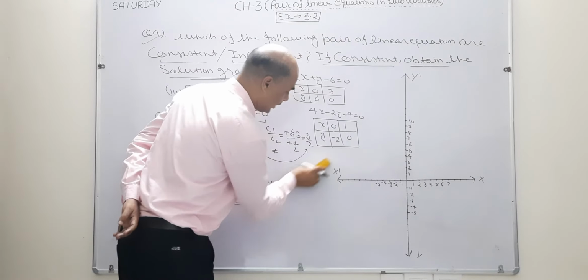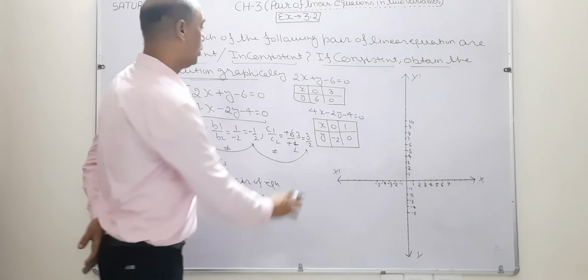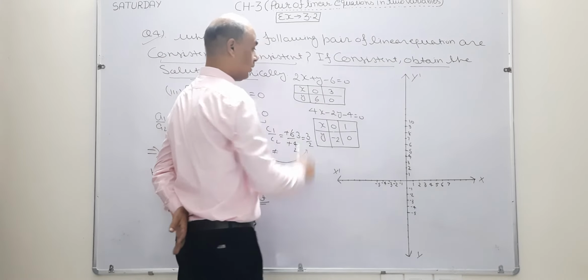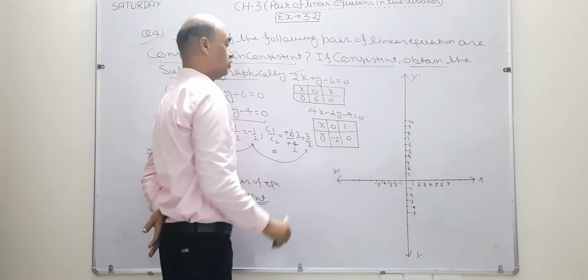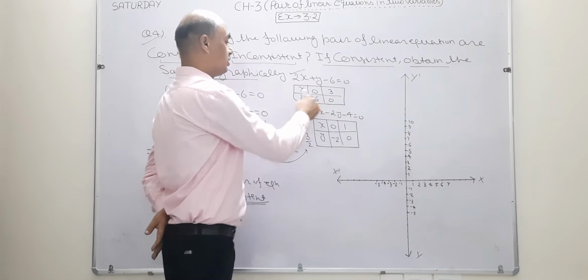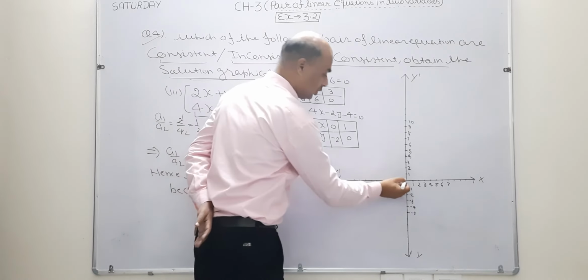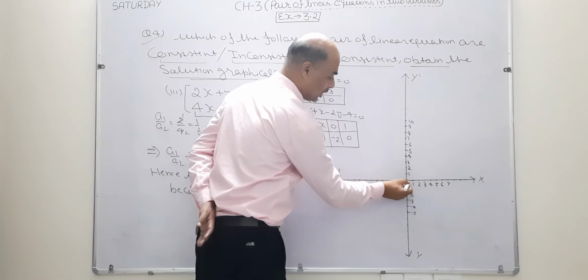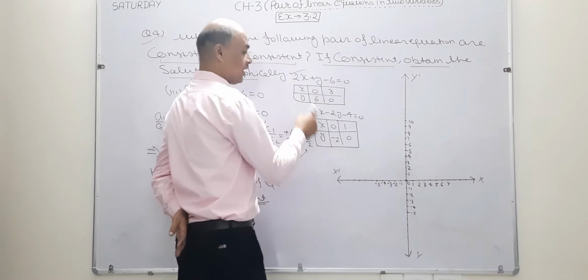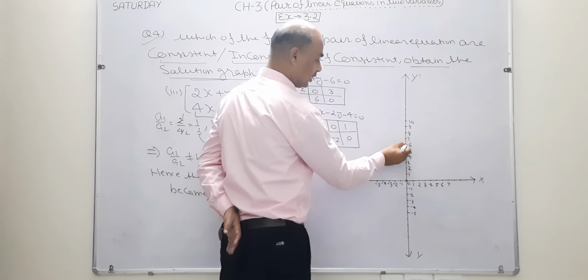Now what is our next step? We have to draw the graph of the given equations by using this table. I am going to draw the graph of the first equation, 2x plus y minus 6 equal to 0. The table of this equation is this. X value is 0. Where x is 0? This point is known as the origin, where x and y both are 0. Now the value of y is 6. Where is y value 6? Here. So the point becomes 0 and 6.